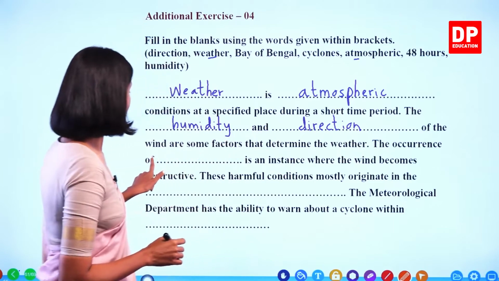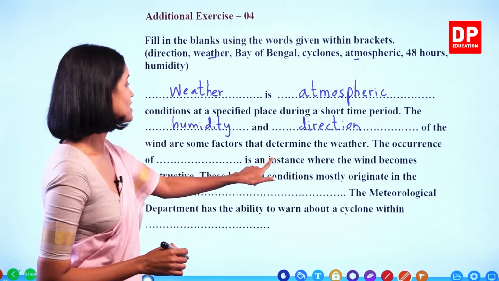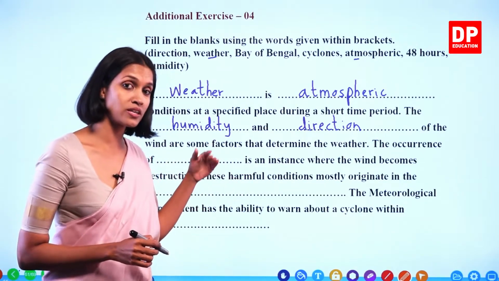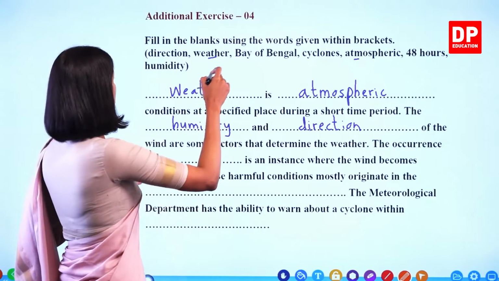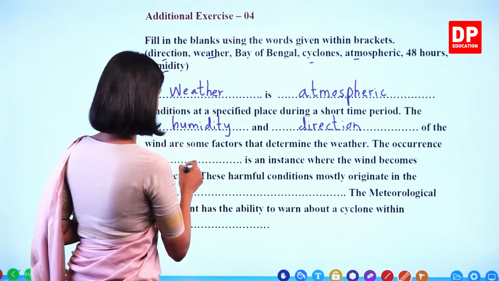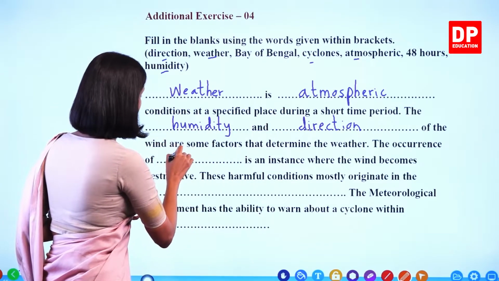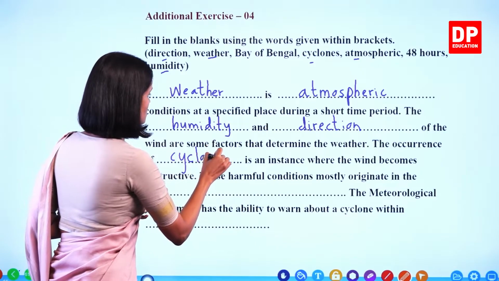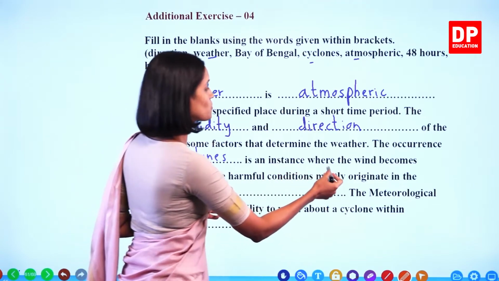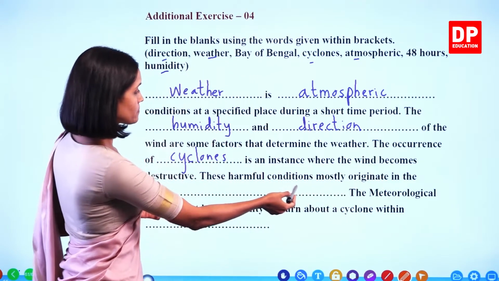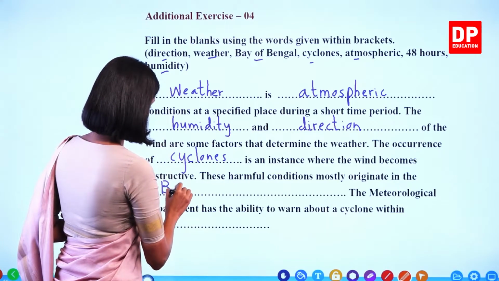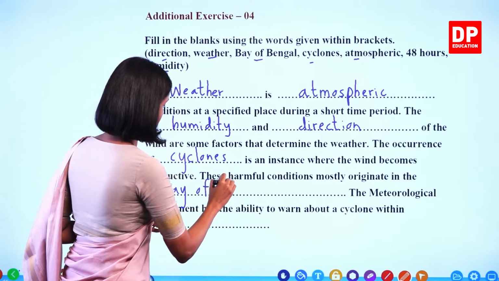The occurrence of blank is an instance where the wind becomes destructive. We learn about cyclones where the wind becomes destructive, right? Here we use cyclones. The occurrence of cyclones is an instance where the wind becomes destructive. These harmful conditions mostly originate in the Bay of Bengal.